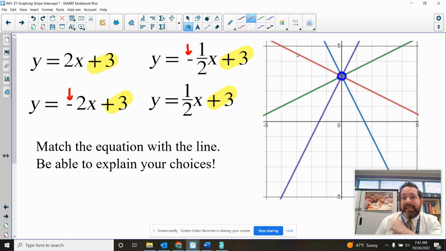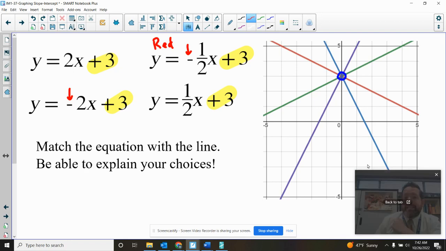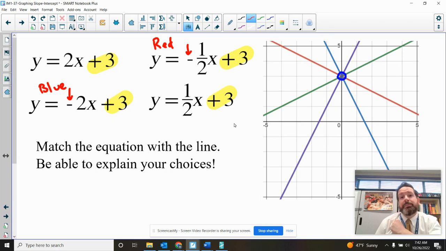So as I look here, the red line is less steep. That's going to go with the slope of -1/2. The blue line is steeper. That's going to go with the slope of -2. Let's just check that, make sure it works out.